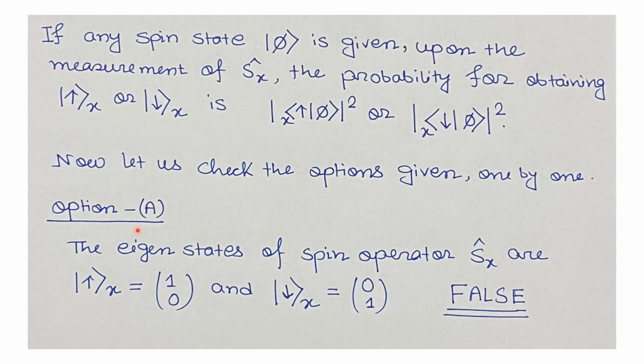So, option A says the eigenstates of the spin operator Sx cap are up spin, that is (1, 0), and down spin, that is (0, 1). So this is false because we have already calculated that the eigenstates or eigenvectors for the Sx cap operator are 1 by root 2 times the column matrix (1, 1) for up spin, and 1 by root 2 times the column matrix (1, -1) for down spin. So this option is false.